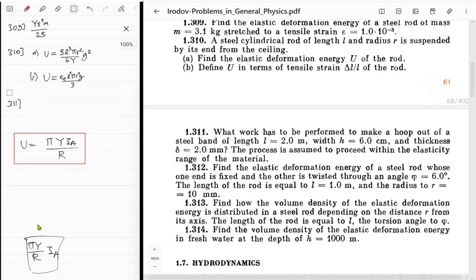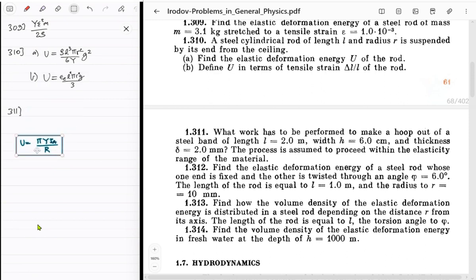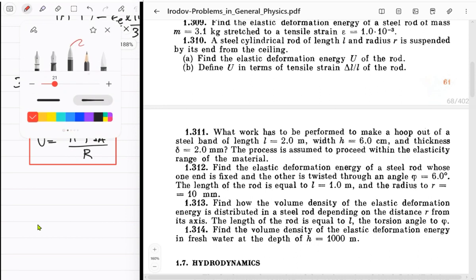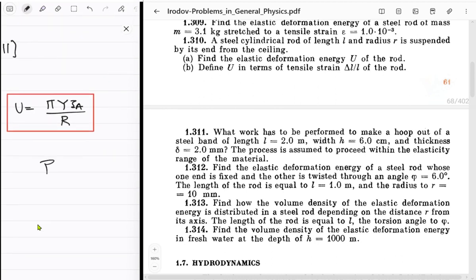Awesome. And now let's do 311. Now that we know this, actually this was a part of 311 anyway. What is the answer for 312? So for 311, since it's a steel band and not a rod, our IA value is just like pi Young's modulus. Wait, what was it once again? Length is given, width.